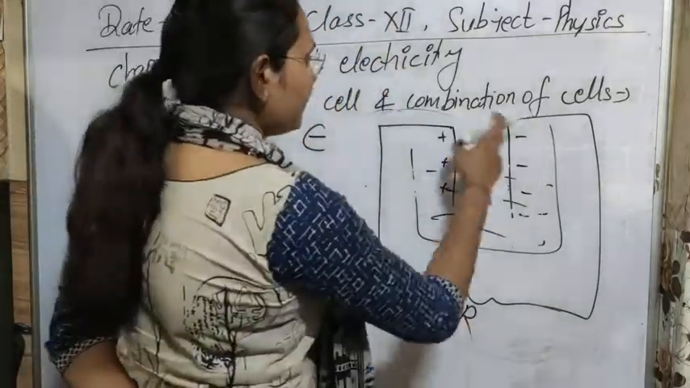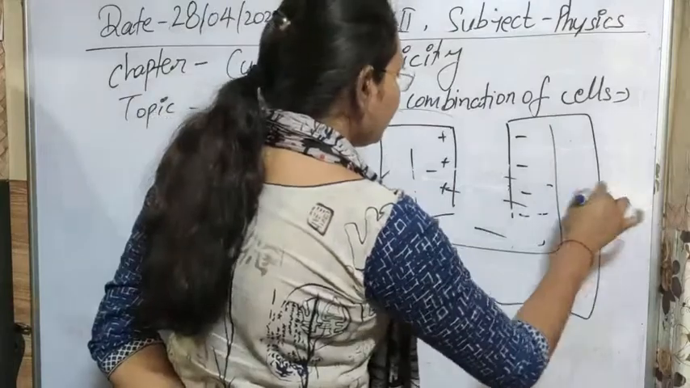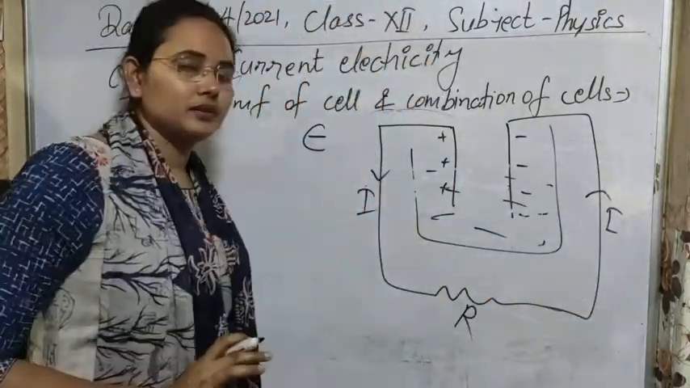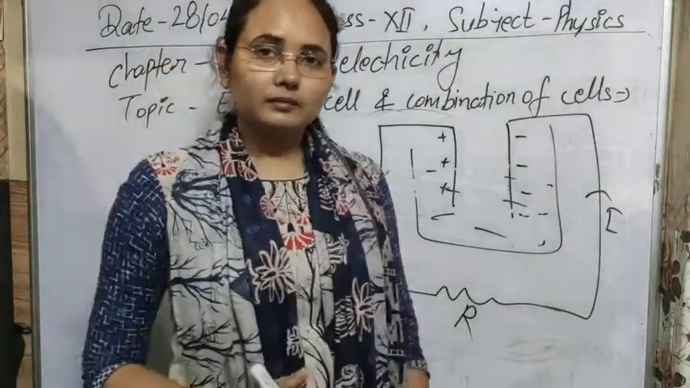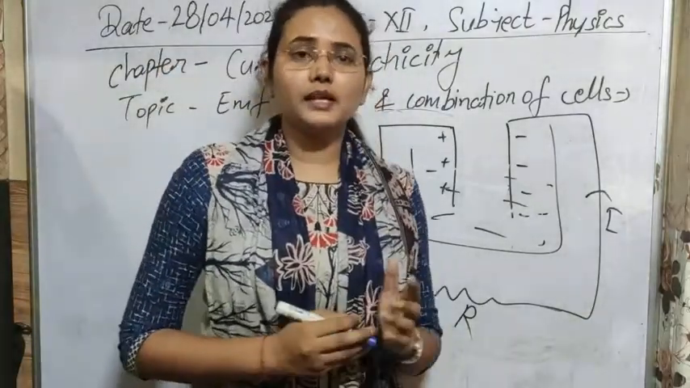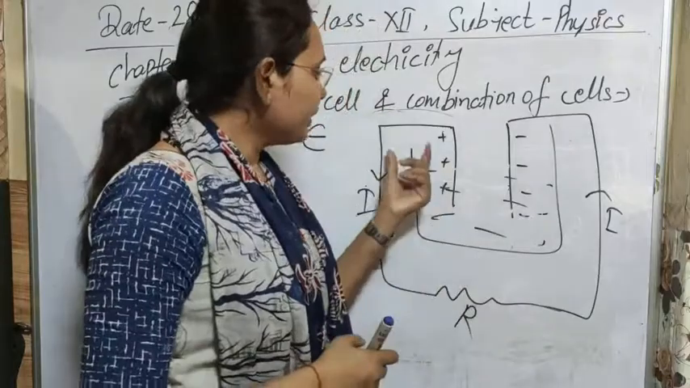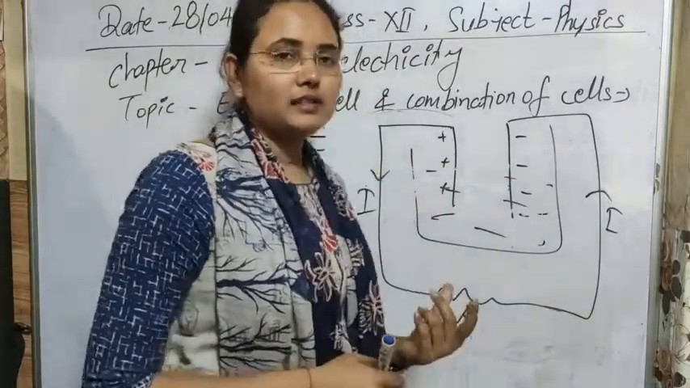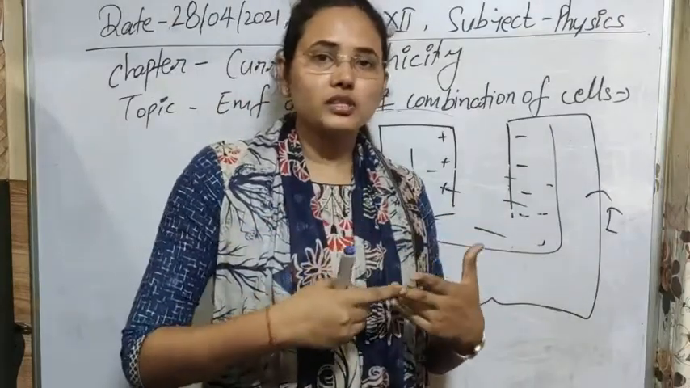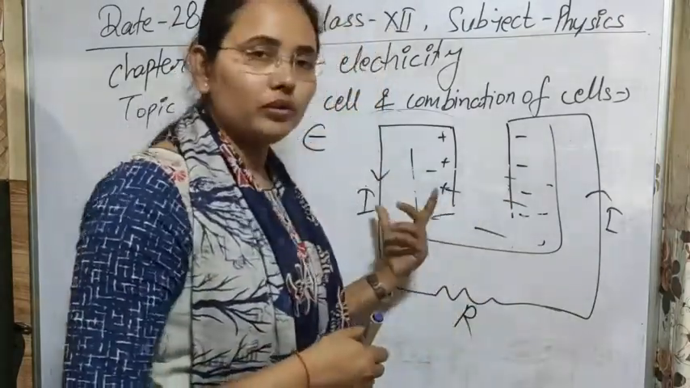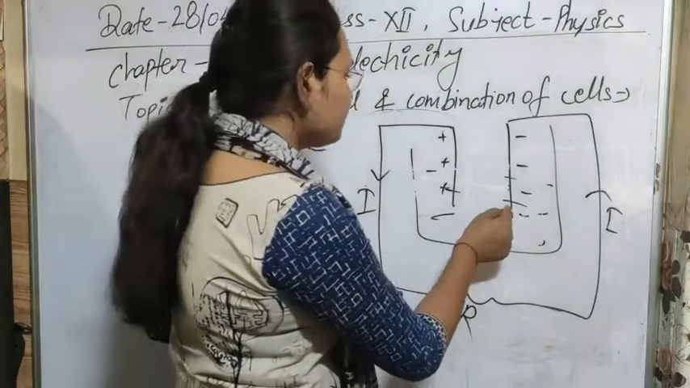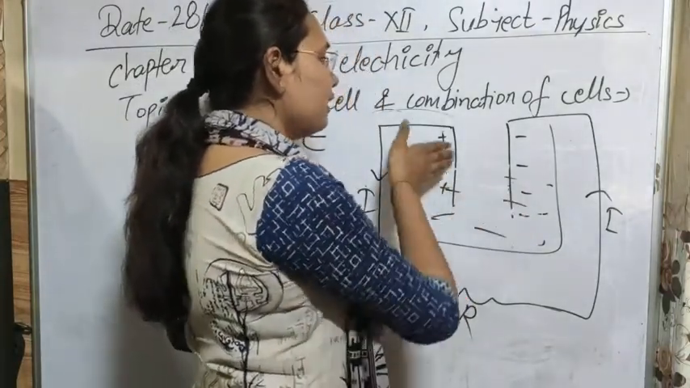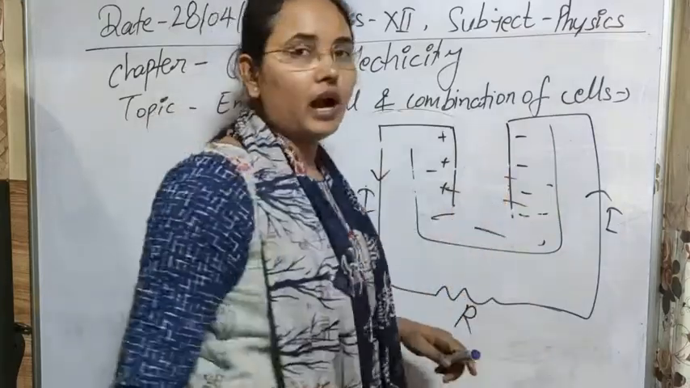So obviously current will start to flow from negative to positive. So I current is flowing through it. Epsilon, you know that already, is the EMF of the cell. Now when we have completed the whole circuit, due to the closed circuit, current will start to flow. Current means the charges will start to flow from negative to positive, and in this way they will start to flow in the outer circuit.